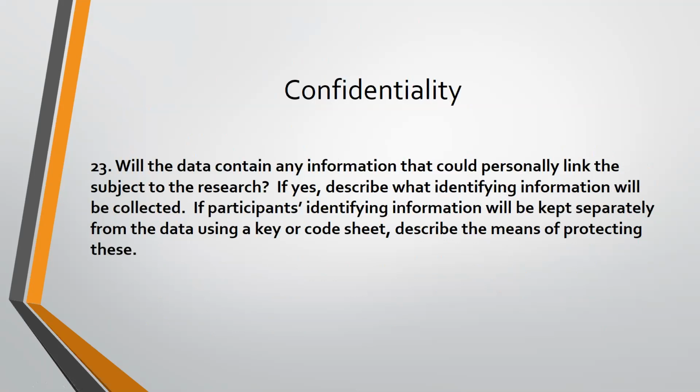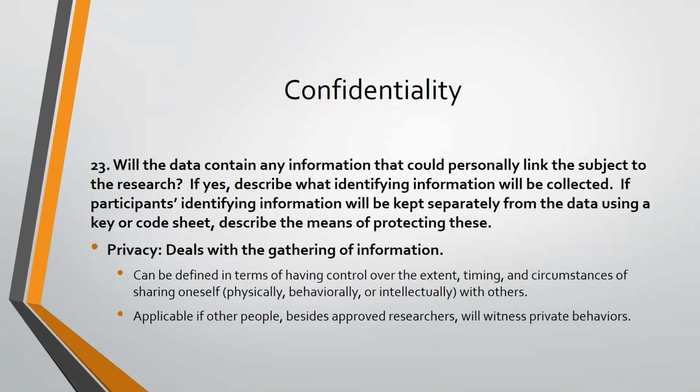Last question, confidentiality, which is a big thing in IRB. So will the data contain any information that could personally link the subject to the research? If yes, describe what identifying information will be collected. If participants' identifying information will be kept separately from the data using a key or a code sheet, describe the means of protecting these.